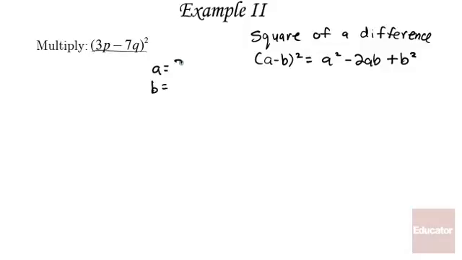First step is always to determine what a and b are. A is 3p, b is 7q. Remember, it's not negative 7q. I already have the negative. That's part of the formula. It's just a and b for this situation.